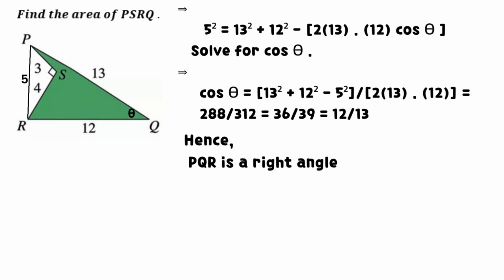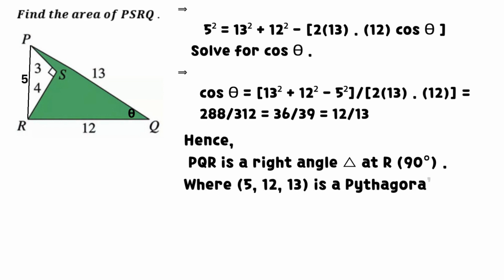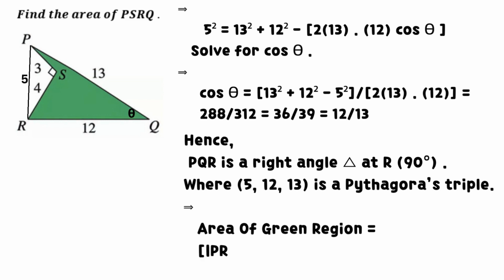Hence, PQR is a right-angled triangle at R, where 5, 12, 13 is a Pythagoras triple. It follows that the area of the green region equals half the product of length PR and length QR, minus half the product of length PS and length SR.